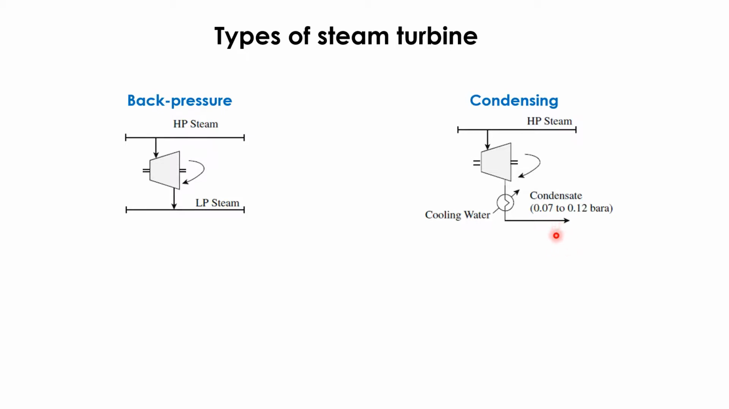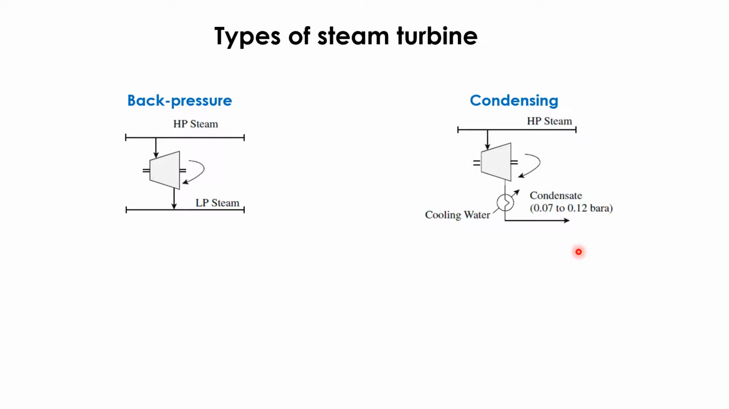It's not shown here. The pressure of the exhaust of the condensing turbine is maintained at a reasonable temperature above cooling water temperature, typically 40 degrees Celsius at 0.07 bar absolute to 50 degrees Celsius at a pressure of 0.12 bar absolute, depending on the temperature of the cooling water.